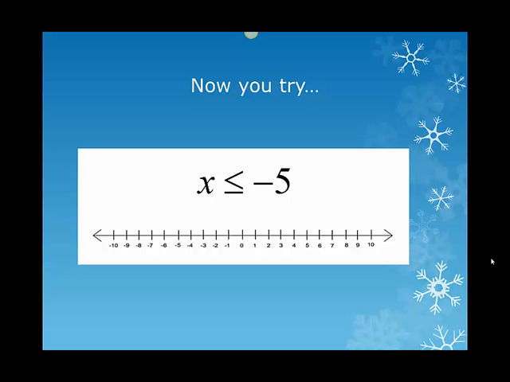Here's one for you to try. Go ahead and pause the video until you are ready to check your solution. In this case, we have a closed circle at negative 5, and we're shading everything less than it.